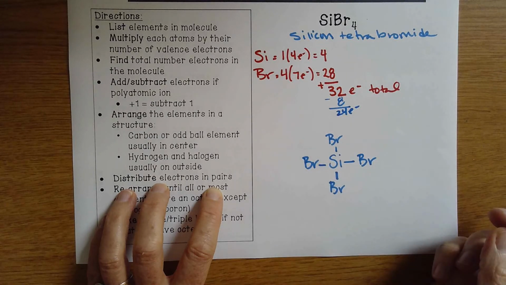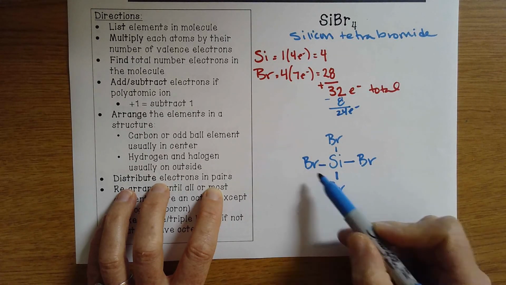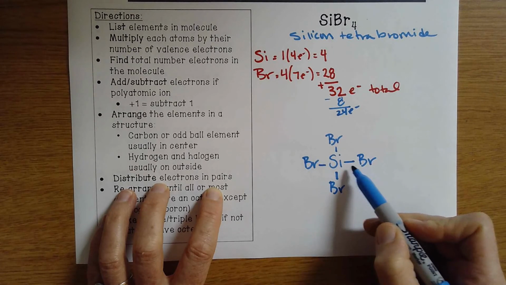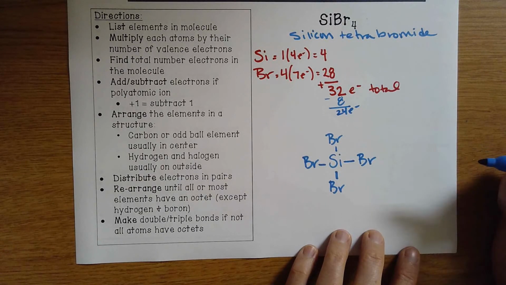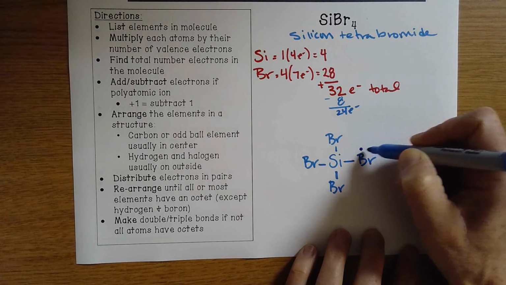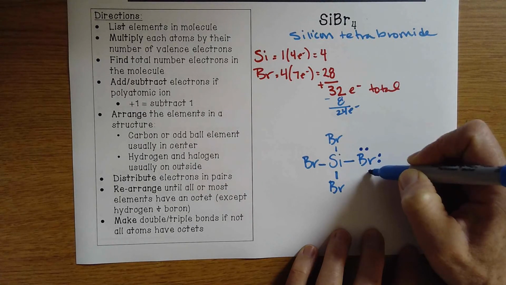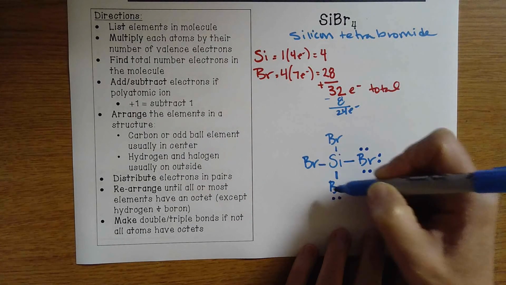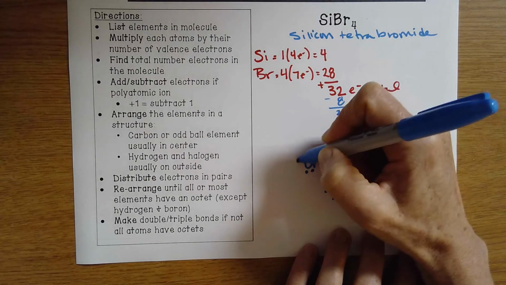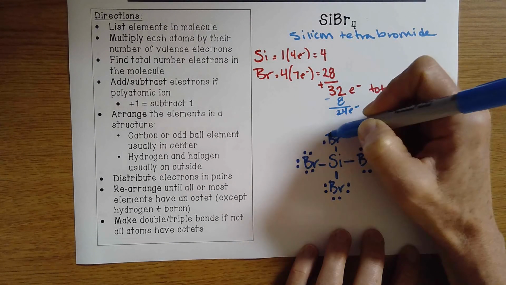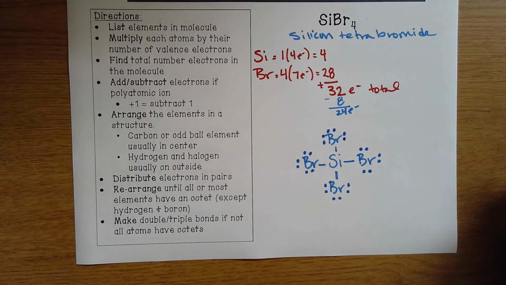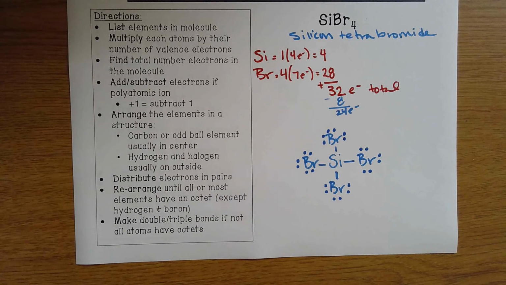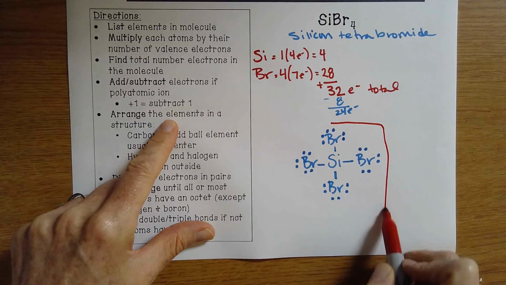Silicon has an octet, so I'm not going to touch it, but none of the bromines have an octet. They only are sharing 2 electrons right now, so they need an octet. So I'm just going to start putting electron pairs around them, and hopefully I get to 24. 2, 4, 6, 8, 10, 12, 14, 16, 18, 20, 22, 24. I do. You might want to do this in pencil because most of the time, this is a trial and error kind of process.